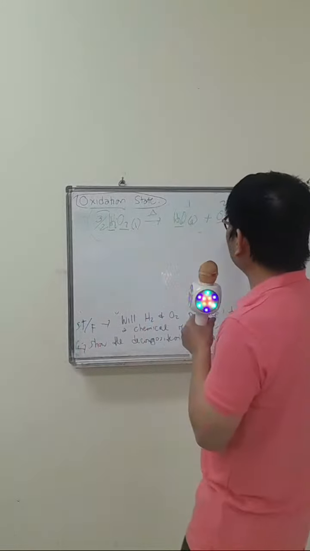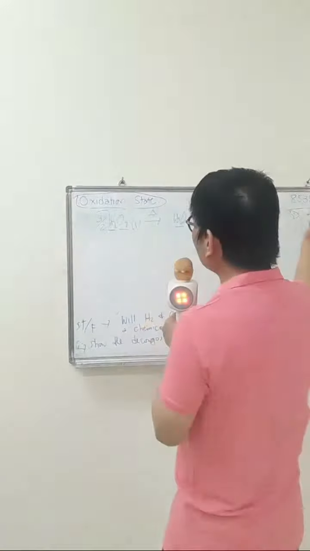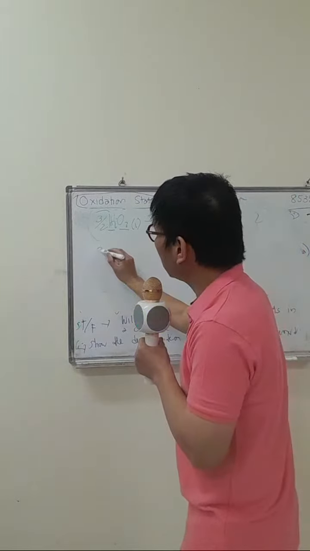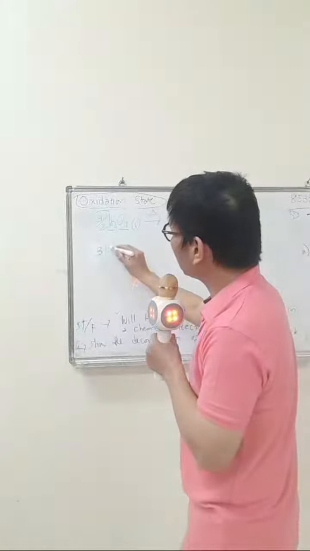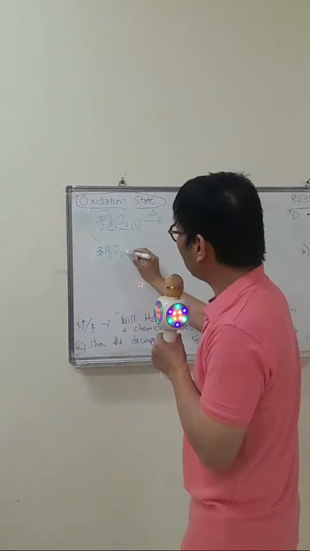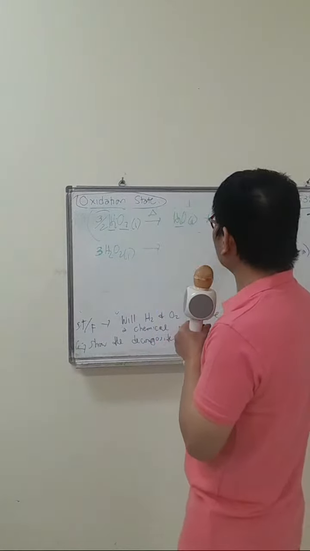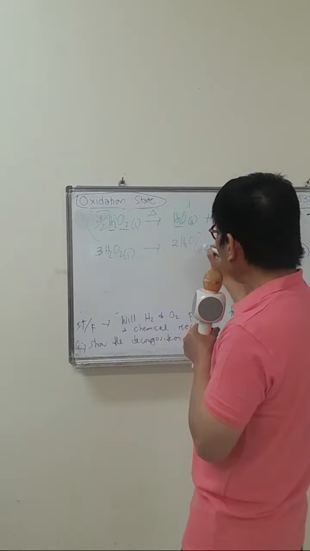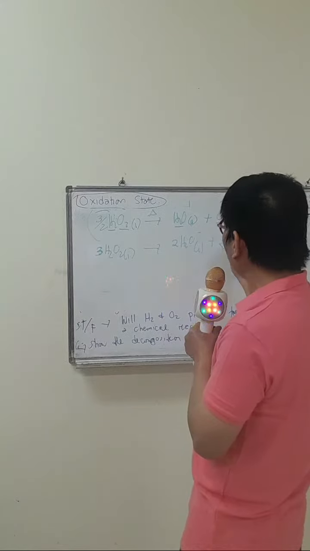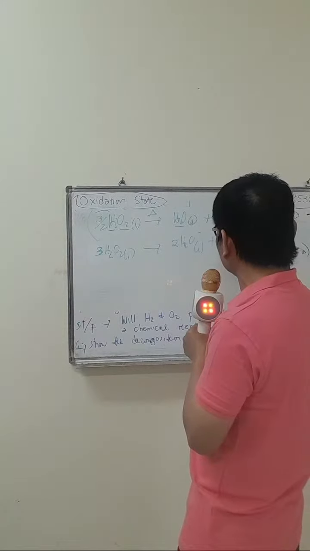So 2, ganon. So 3 halves times 2. 2 will cancel this. So 3 molecules of hydrogen peroxide liquid, okay, is equals to 2 molecules of water as a liquid also, plus 2 moles of oxygen gas.